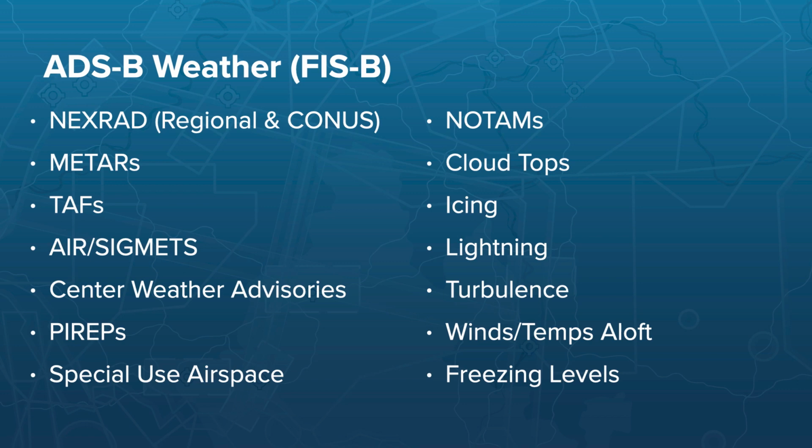Now, here are the different weather products that you'll get using ADSB. You get NEXRAD, METARs, TAFs, AIRMETs and SIGMETs, CWA, PIREPs, special use airspaces, NOTAMs, cloud tops, icing, lightning, turbulence, winds, temperatures aloft, and freezing levels. So definitely a lot of good information that you could have for your in-flight flying, and can keep you safe.